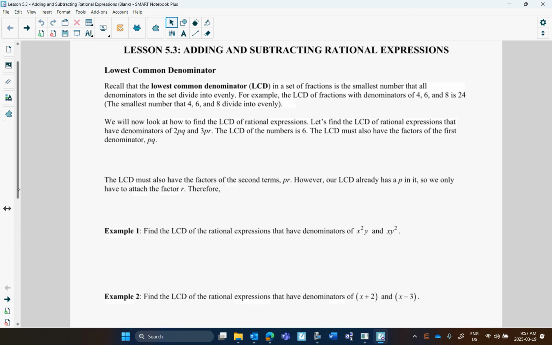What must I multiply this first one by? So what's in here that's not in this one? X minus 2. That's what that has to get multiplied by. Minus what's in here that's not in this one? X plus 3, which is what I have to multiply the 5 by.